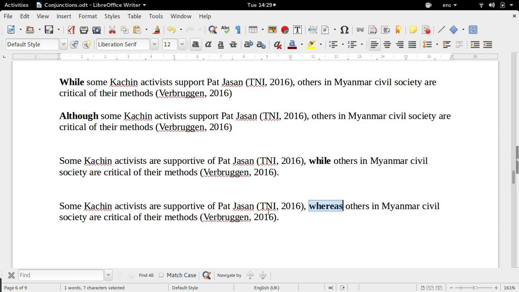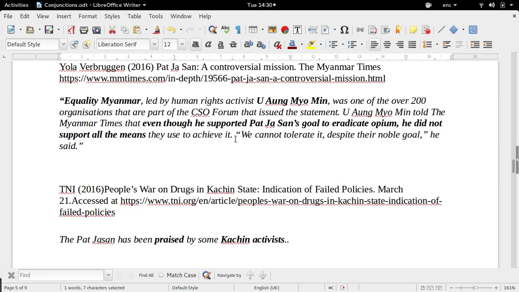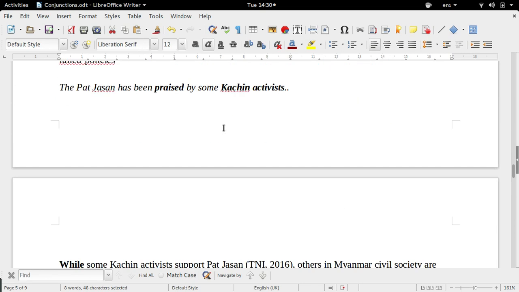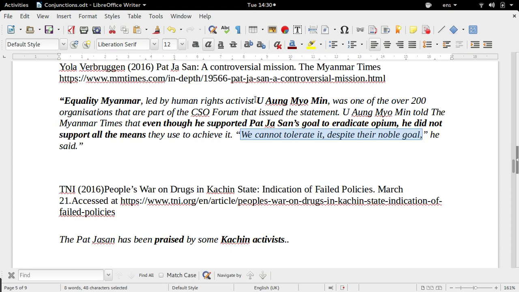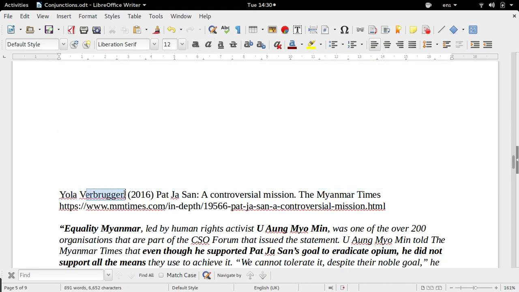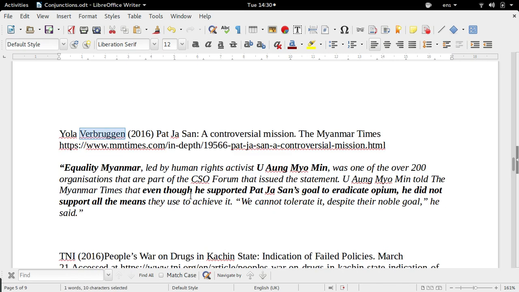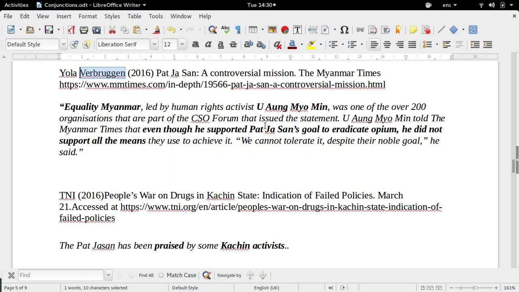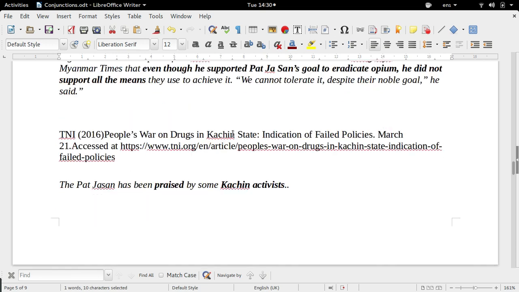Now, actually, I want to put this quote in. So U Aung Myo Min said, "We cannot tolerate it despite their noble goal." So we can see this is an actual quote, so I'm going to copy this. Now, even though this was said by U Aung Myo Min, when I put it in, I'm still quoting the writer of the article, Verbruggen, because it is her secondary research that I'm quoting here, not U Aung Myo Min, even though he is the person who said it. But I can mention him.